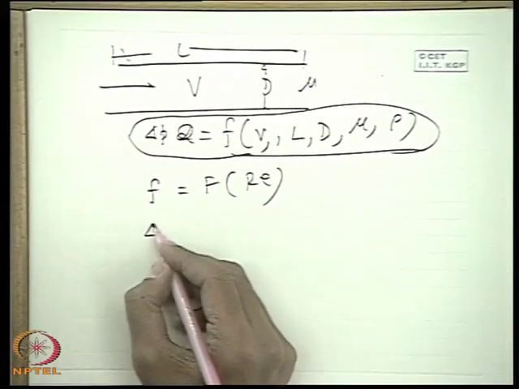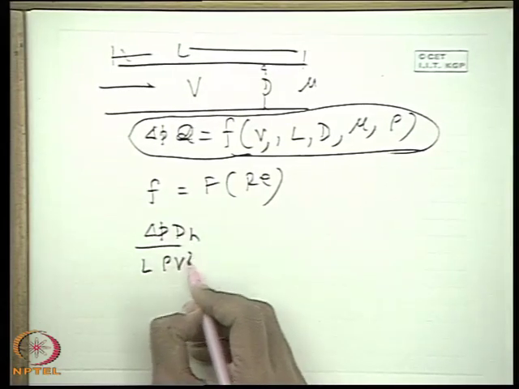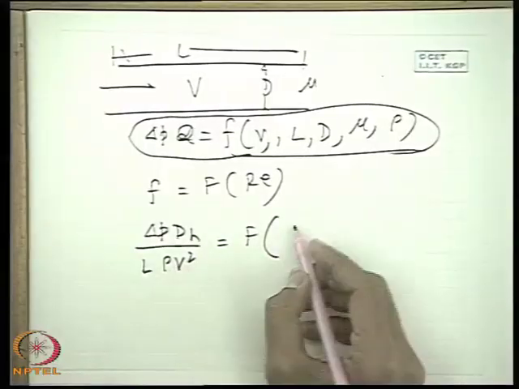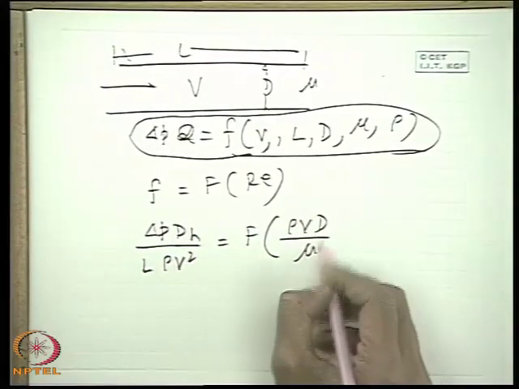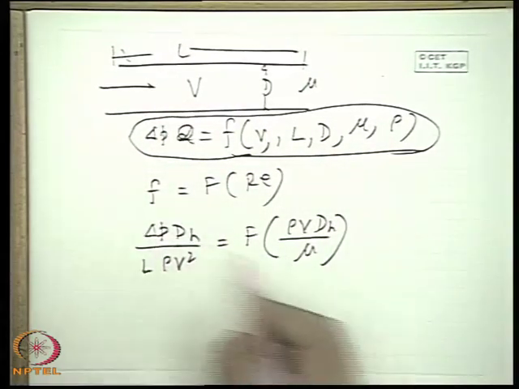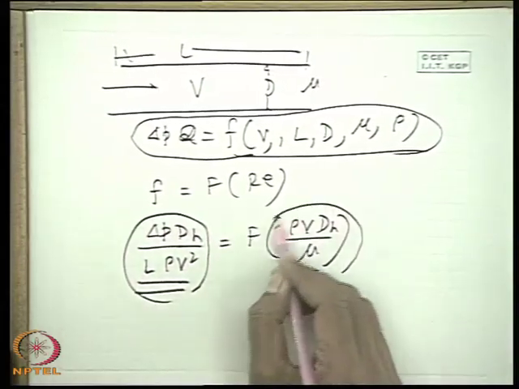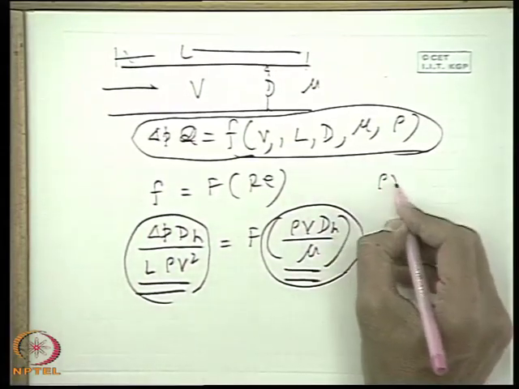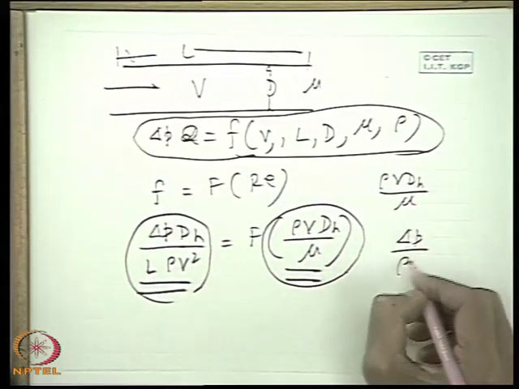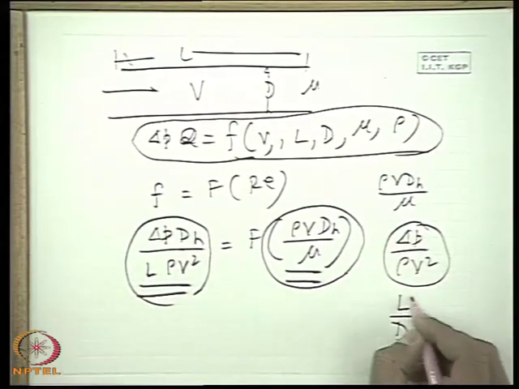If we define the friction factor as delta P dH by L rho V square, I am not doing away with the half thing, and this is a function of rho V d by mu. Now, from the concept of similarity, we will see that these two terms define the dynamic similarity parameters. The dynamic similarity parameter is defined by rho V dH by mu as the Reynolds number, then delta P by rho V square as the Euler number, and definitely L by D for the geometric similarity.